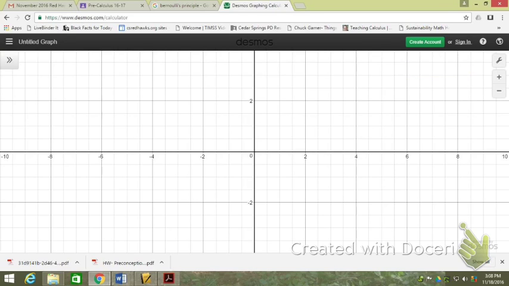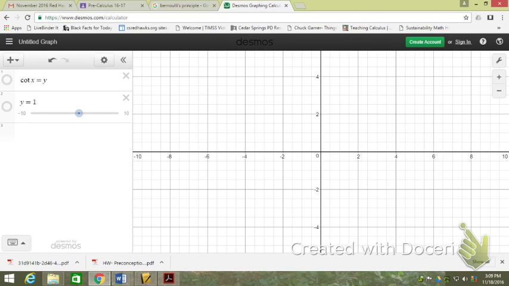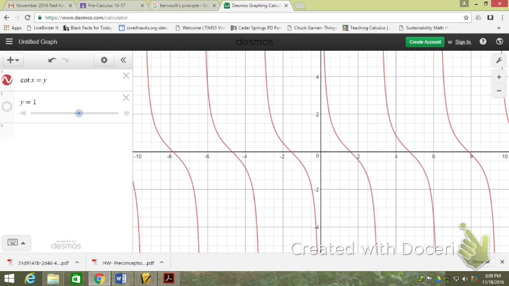So what I'm going to do, and you can see the problem is going to disappear, I'm sorry about that, but what we're trying to solve is when cotangent equals 1. And so what I can do is I can go ahead and make a graph of cotangent, and what I'm really looking for is when is the value of this going to equal 1? When is the value of this function going to equal 1?